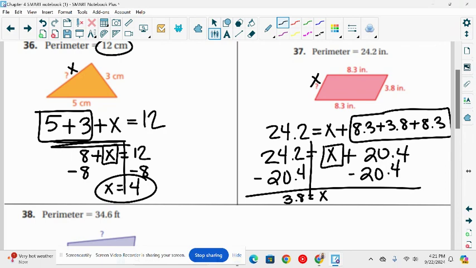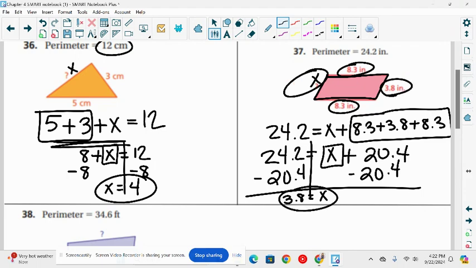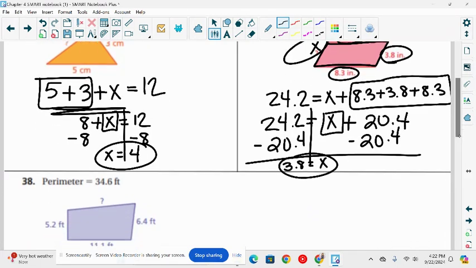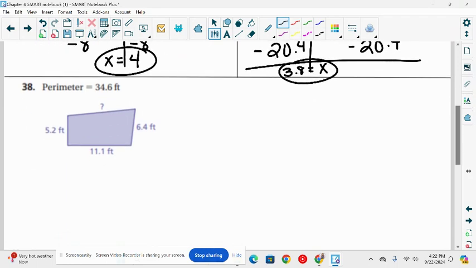Now, some of my brilliant children, you may have already realized what it was without having to go through all of this. Because if you recognize what shape this is? Opposite sides are parallel, they're not touching, so they're a parallelogram. With parallelograms, opposite sides are congruent. So if you notice 8.3 and 8.3, those are the same. So if this is 3.8, that means this side needed to be 3.8 as well. Now that's not always going to happen, but because this was a parallelogram, you could have looked at that and seen that. Now 38 is not a parallelogram, so you definitely have to solve and figure that out.